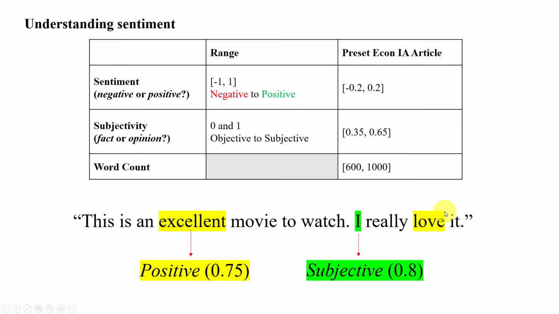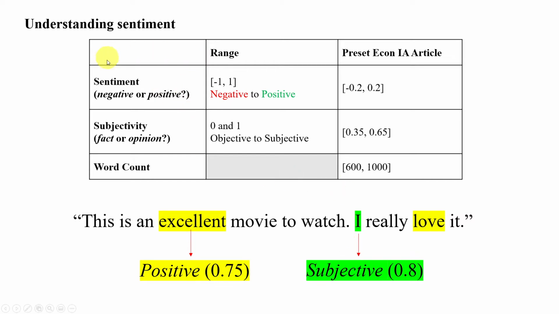And in our IB Econ searcher, we apply this concept to an Econ IA article, basically by giving it analysis on sentiment and subjectivity. If you take a look at this example at the bottom of the screen, which is the simple sentence, "This is an excellent movie to watch. I really love it." So we could separate the keywords, the highlighted ones. The yellow ones are the keywords that convey a positive sentiment, and the green one is the keyword that conveys the subjectivity.